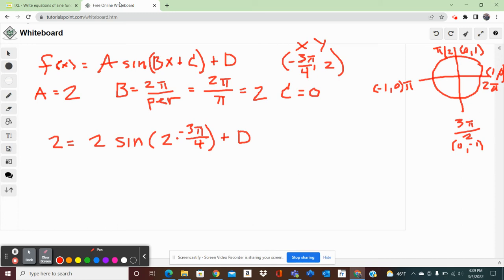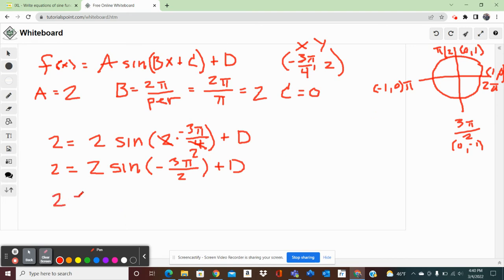Right now, what I do notice is I want to deal with this fraction first. So I'm going to rewrite this as 2 times 2 sine, and I want to deal with the inside. On the inside, I know I could cross my 2 and my 4 out, and I'll end up having negative 3 pi over 2, because 2 goes into 4 twice. And negative 3 pi over 2 is the same thing as saying positive pi over 2. And sine of pi over 2 is 1.